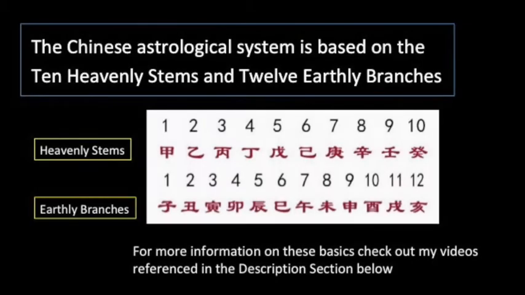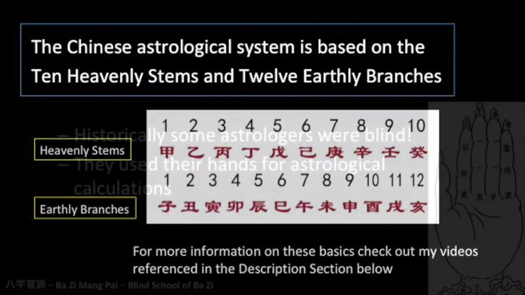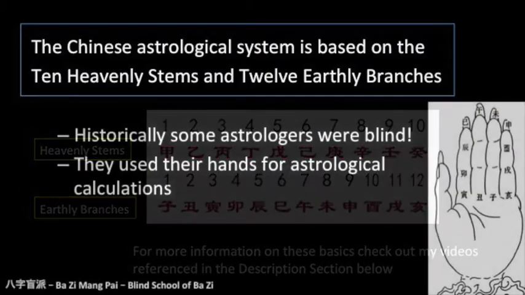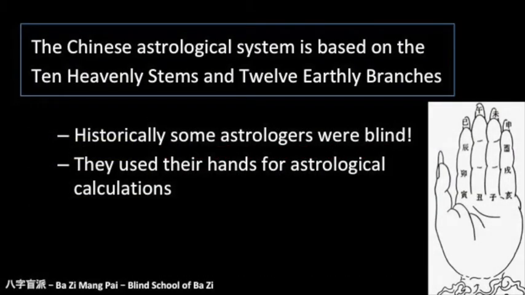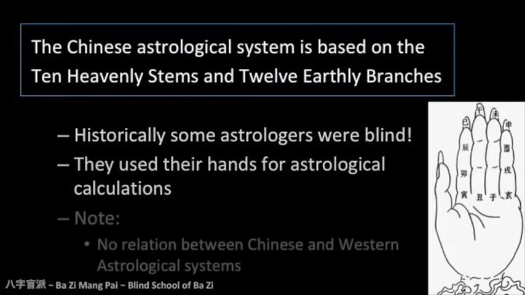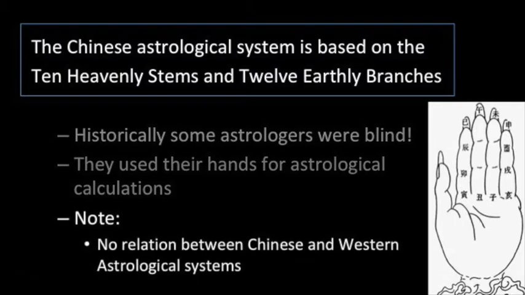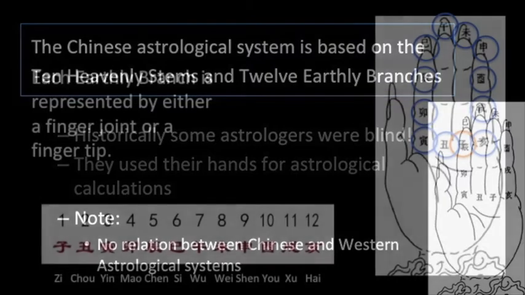The Chinese astrological system is based on 10 heavenly stems and 12 earthly branches. I did an introduction to these symbols in some videos, which you can find referenced in the description section below. An interesting point is that historically some astrologers were blind in China, and they used their hands for astrological calculations. Before I go on, I have to say there's absolutely no relationship between these two astrological systems.